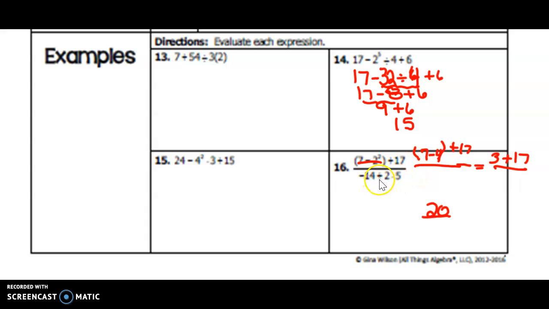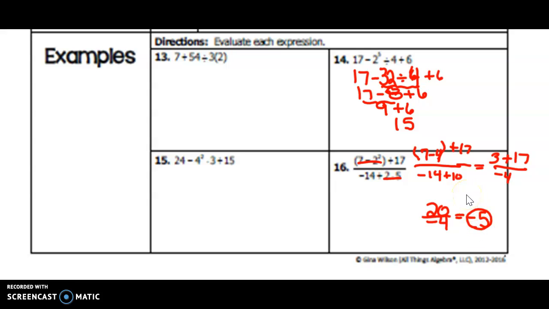Now the bottom part of the fraction has negative 14 plus 2 times 5. Well, of course, 2 times 5 is going to come first. So that's going to leave me with negative 14 plus 10, which is only going to leave me with a negative 4. But I can divide 20 by negative 4, and I do get a negative 5 for that answer.